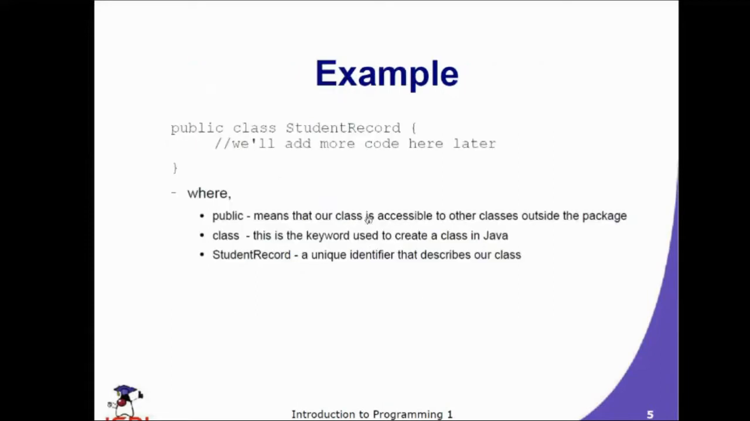Example of class is, let's say, public class StudentRecord. So the public here, again, is an access modifier, which means the class is accessible to other classes outside the package. And then we have also the class keyword, which is used to create a class in Java. And we have also StudentRecord, which is a unique identifier that describes our class.